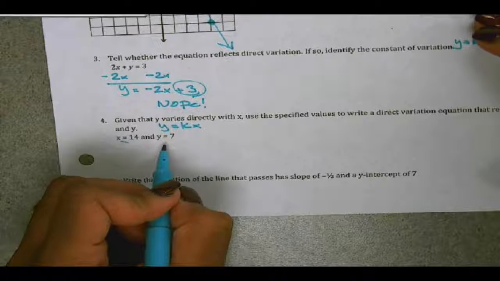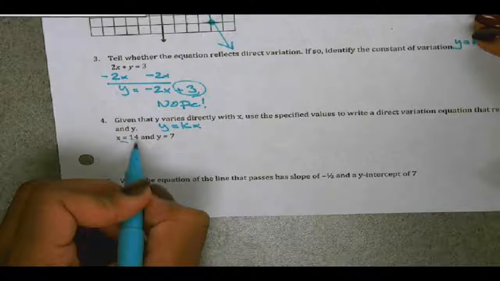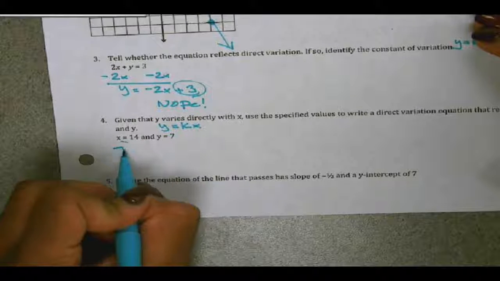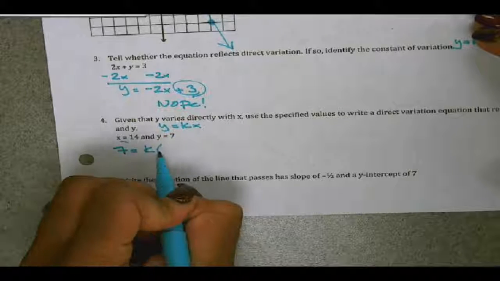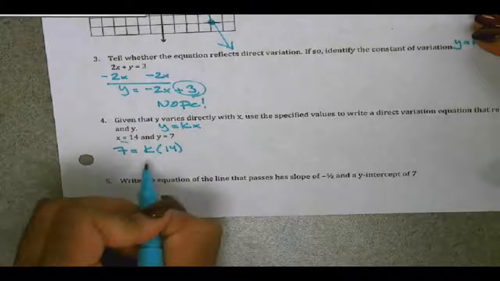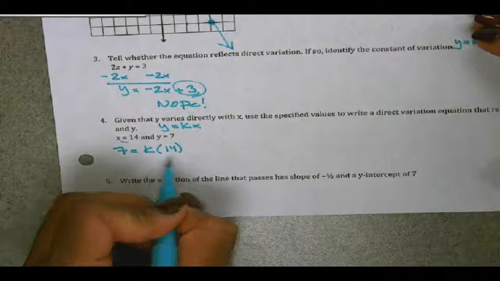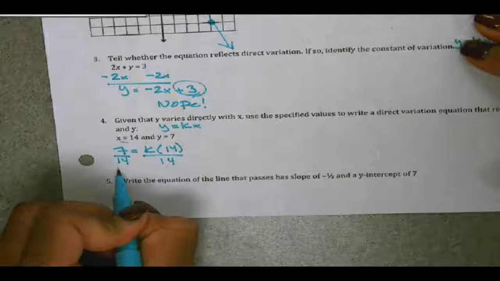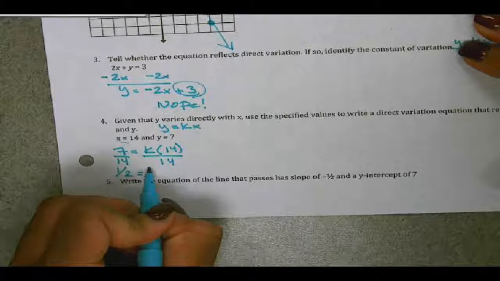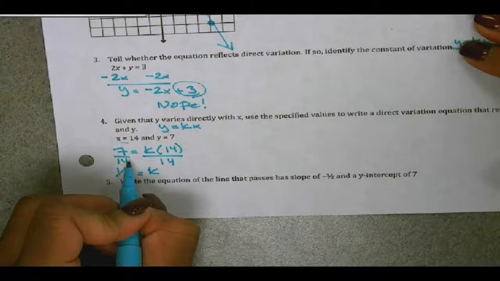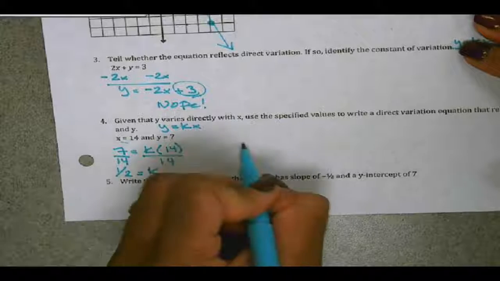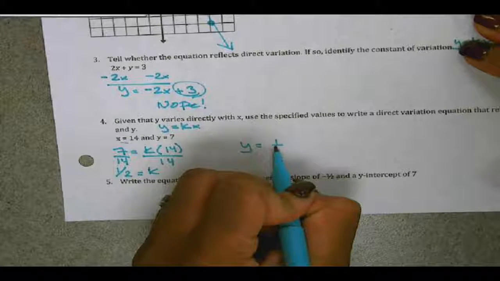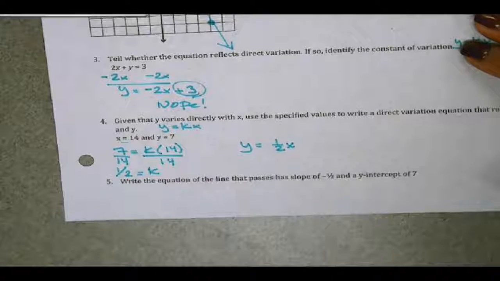So I want to find the k in order to do that. I'm going to plug in the y, which is 7, equals k times x, which is 14. I want to find out what the k is. What is the constant of variation? So I'm going to divide by 14. This is not 2, it's 1/2 is equal to k, because I can reduce that by dividing by 7 and dividing by 7. So my equation is going to be y equals 1/2 x.